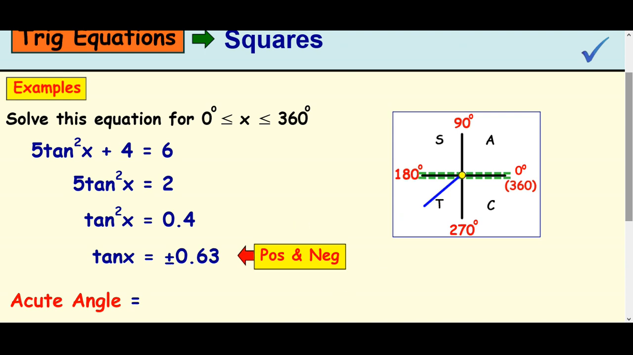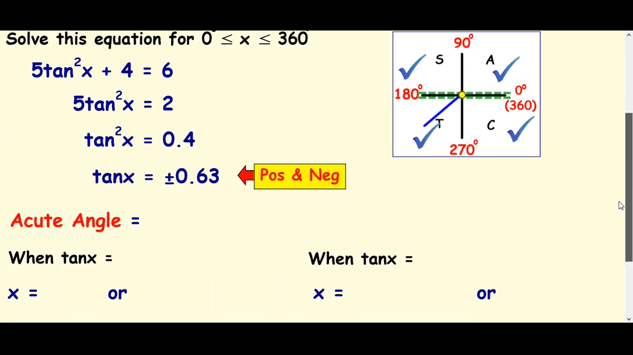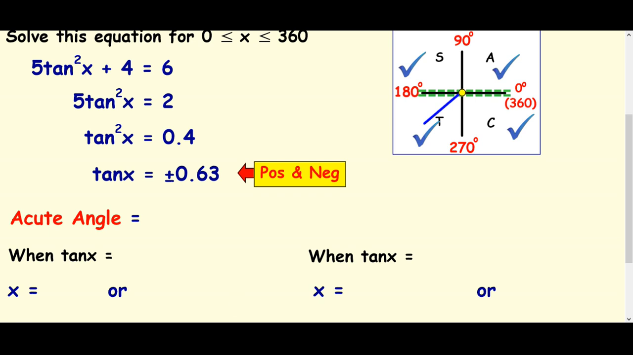Now the same idea applies. When's tan positive? Well, tan's positive in the all quadrant and also the tan quadrant. And when's it negative? Well, it's negative in the sine quadrant and it's negative in the cosine quadrant. So no change here. We're looking for 4 solutions. So remember, when you're working out your base angle or your acute angle, inverse the positive. So inverse tan positive 0.63. And you get roughly 32.2 degrees.